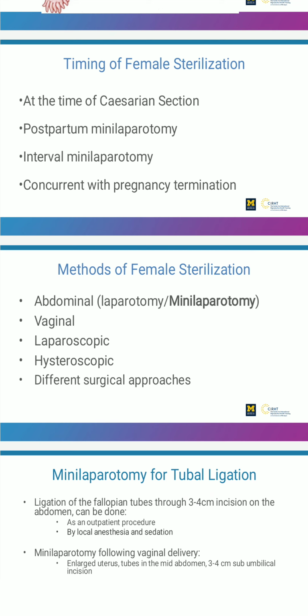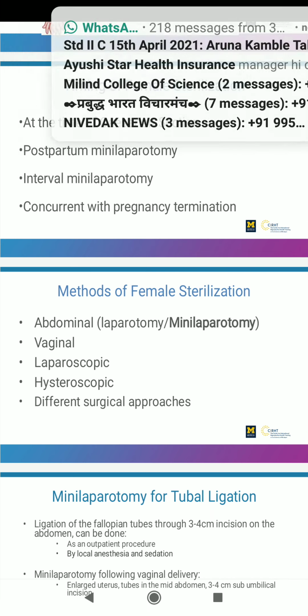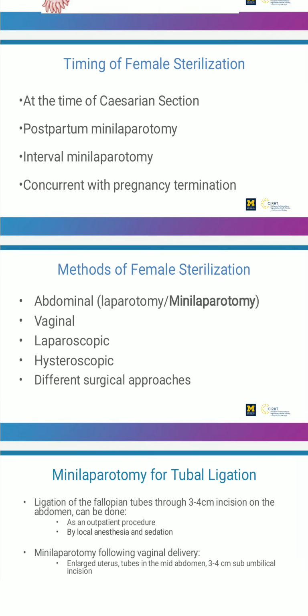So these are the methods of female sterilization: abdominal laparotomy, mini laparotomy, vaginal approach, laparoscopy, and hysteroscopy. These are different surgical approaches.